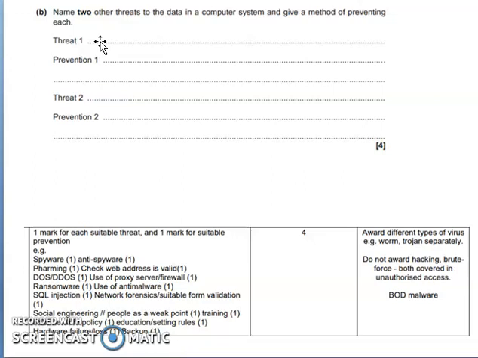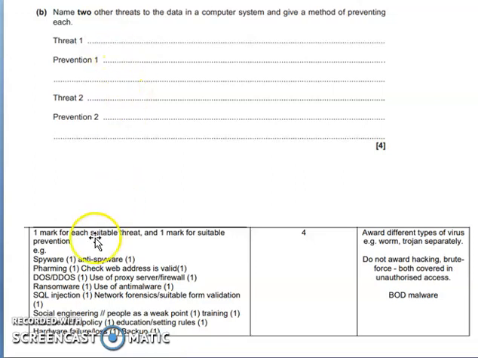Then another possible threat is the denial of service threat. In a denial of service attack, a server is sent so many client requests using software that the server becomes overloaded and is unable to deal with them. The best way of dealing with the denial of service attack is the firewall.